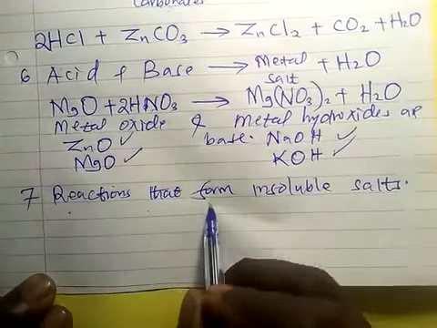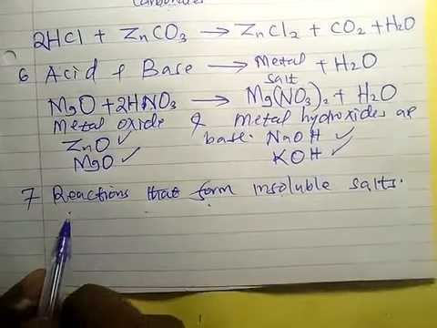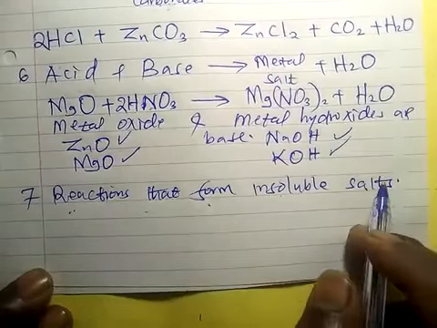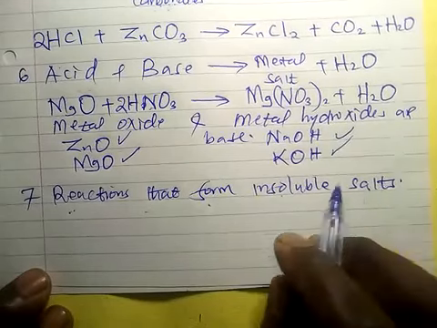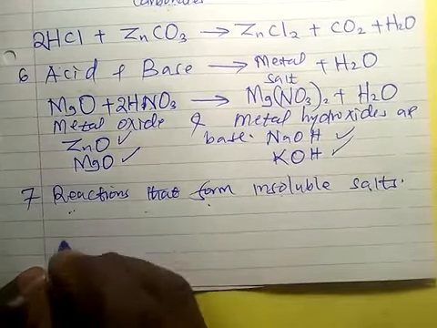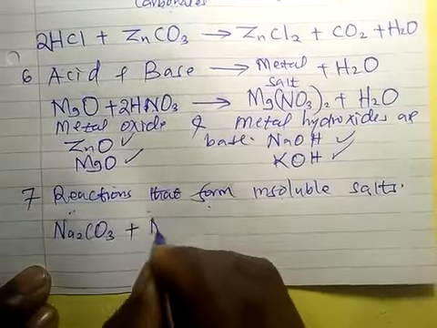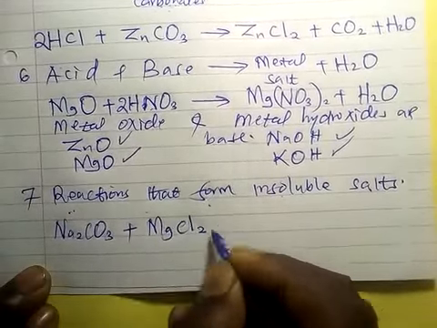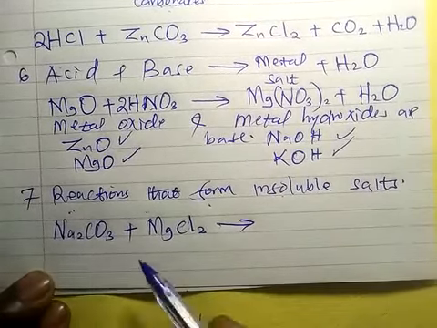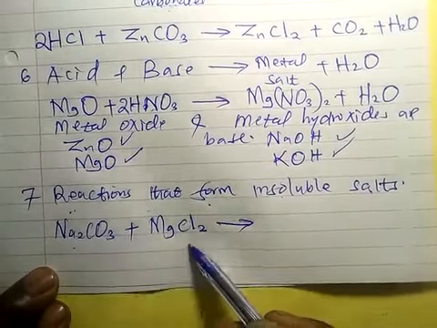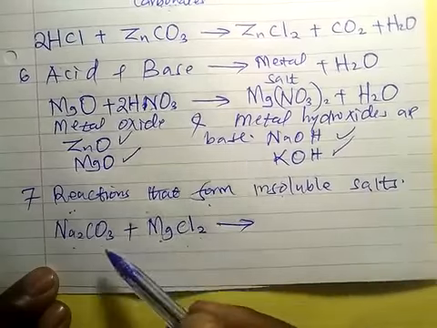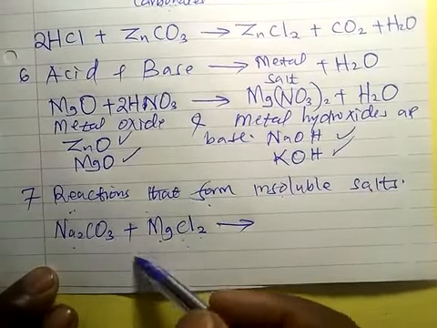Reactions that form insoluble salts. So those reactions that form insoluble salts, you should know what the products are. For example, I'm going to give an example: sodium carbonate plus magnesium chloride. Now sodium carbonate is reacting with magnesium chloride. This is a double decomposition reaction or a precipitation reaction.